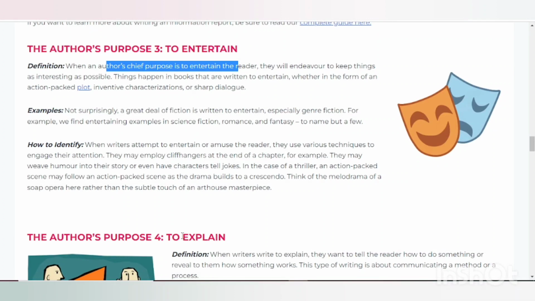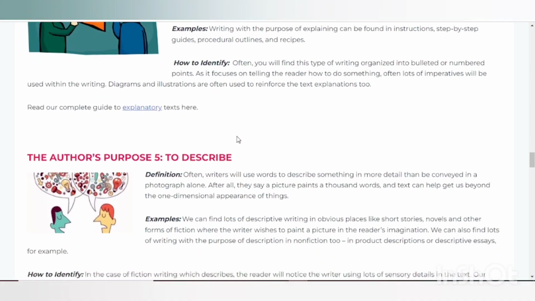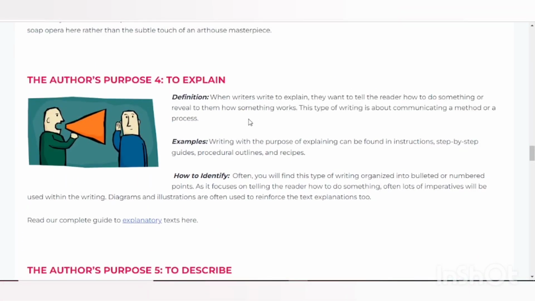So how do you identify this? The writer's attempt is to entertain or amuse you, right? So it's to engage your attention. They may weave a little humor in there, they may have a little thriller, they may have a little action in it. And then to explain, it's the same thing as inform.